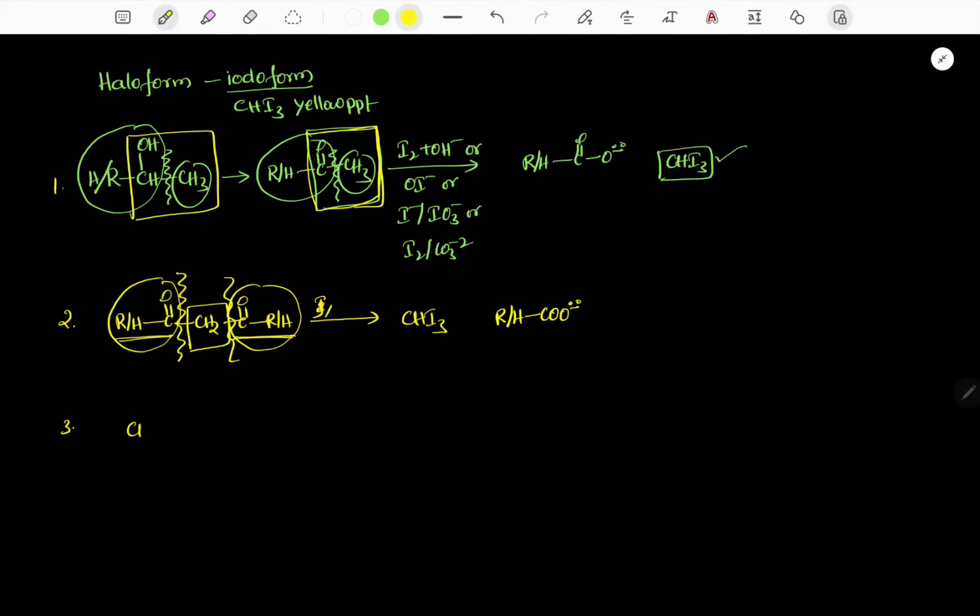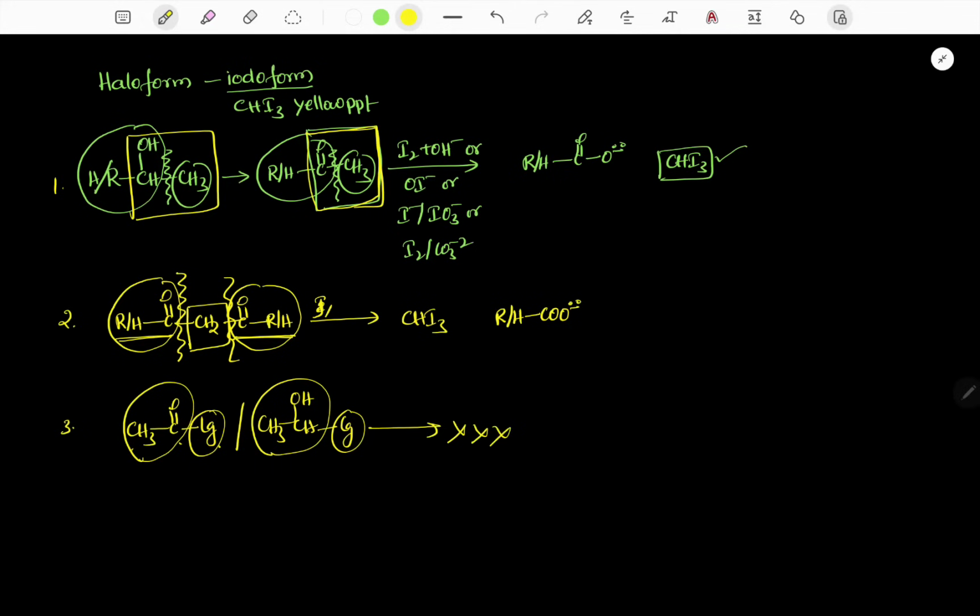And the third one is if the reactant has this kind of structure, CH3CO with a leaving group, or CH3CHOH with a leaving group. Even though it has a structure like this, because of the leaving group it does not give iodoform. Next, fourth one, suppose active methylene where at least one side has a leaving group, again because of the leaving group it does not give the iodoform test.